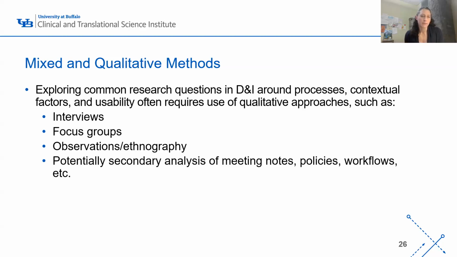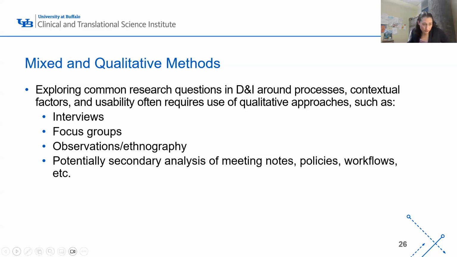You'll also see sometimes observations or even ethnographic approaches. There's a lot of us anthropologists working in implementation science because we're trained to understand complex systems and how factors at different levels relate to each other. So sometimes that's occurring. And also potentially qualitative methods like doing secondary analysis of text sources like meeting notes, policies, workflows, other types of things.